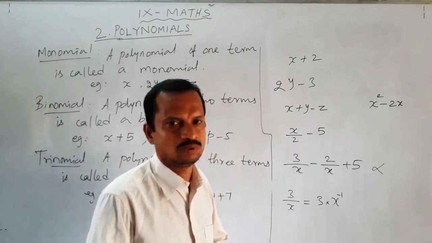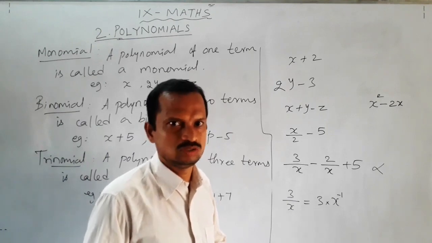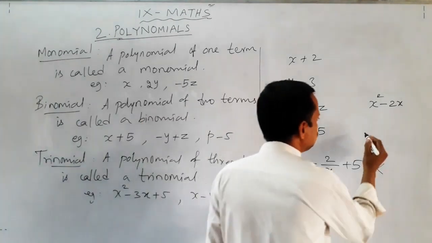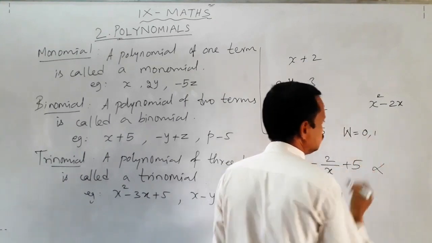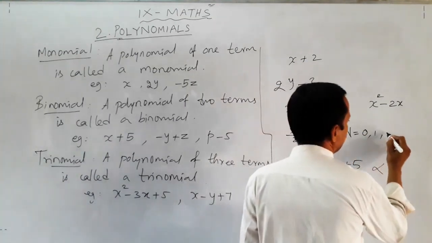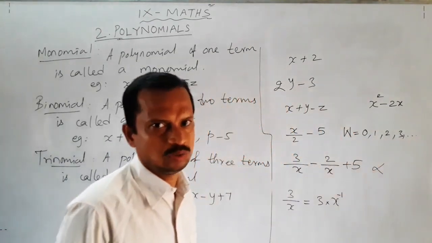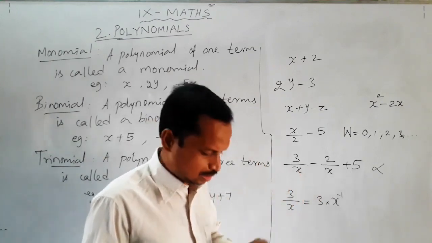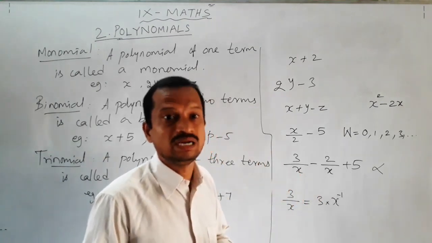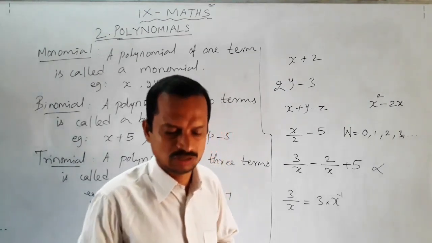So it is not a whole number. Whole numbers are 0, 1, 2, 3. These are the whole numbers. Whole numbers are denoted by the capital letter W: 0, 1, 2, 3, etc. So this is the whole number that you know. So the exponent of the variable should be a whole number. Then only that algebraic expression is called a polynomial. This is a simple way.